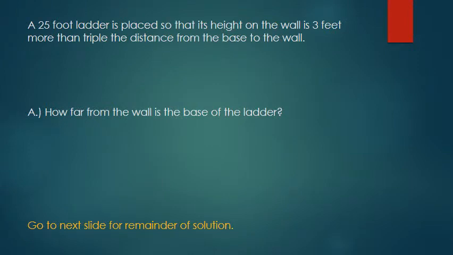A 25-foot ladder is placed so that its height on the wall is 3 feet more than triple the distance from the base to the wall. Here I'm going to draw a picture to basically model the information. So I have the wall that the ladder is leaning against. I have the distance that the base of the ladder is from the wall, and then I have the ladder itself.